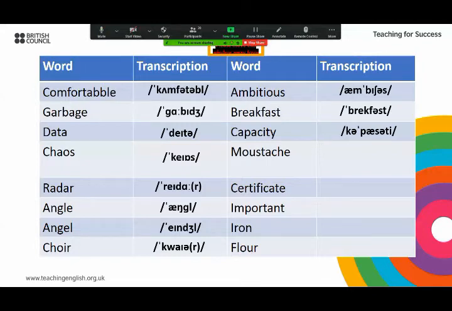Mustache. Yeah, mustache, as you said, sir. And there's another pronunciation, mustache. Yeah, this is the two pronunciations for this word. And this is a British pronunciation. Okay, the next one.